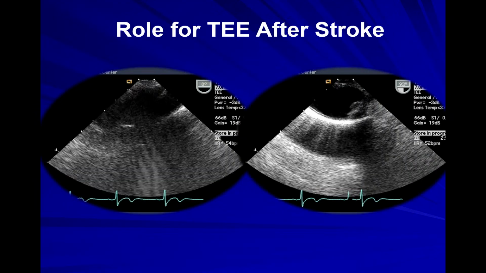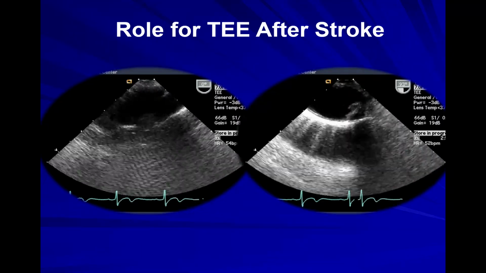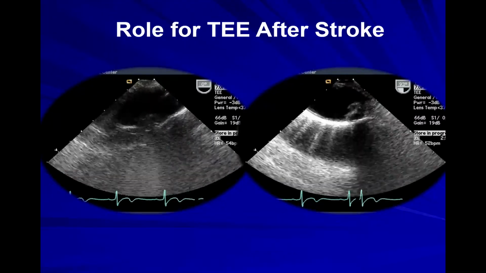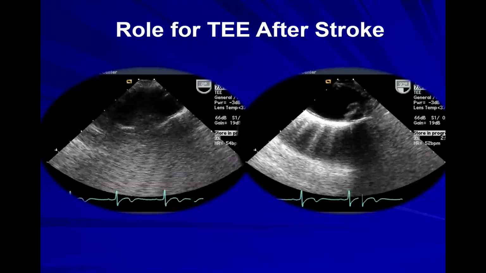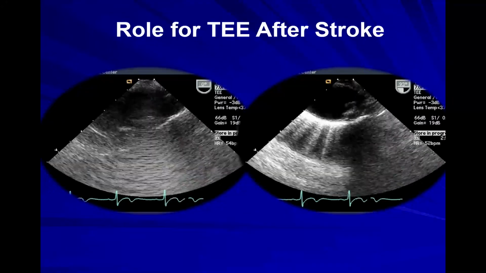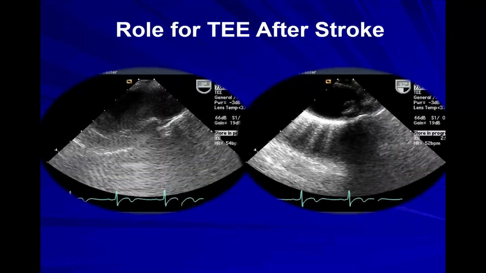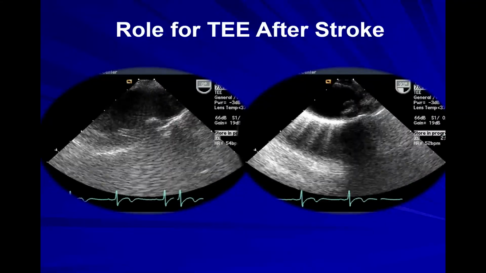So the other role for TEE is to check out the ascending aorta to look for atheroemboli, specifically ones that have ulcerated. Because if they have ulcerated, that could say that that was the source for the cardiac source of embolus, because that piece is missing, that piece broke off, that piece embolized. On the upper right-hand panel, this is a classic view using TEE of an ulcerated atheroma.